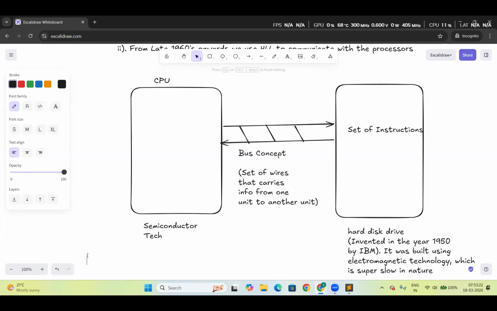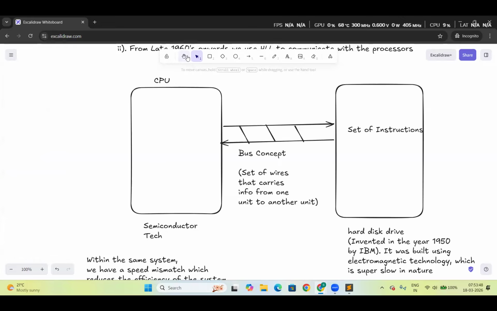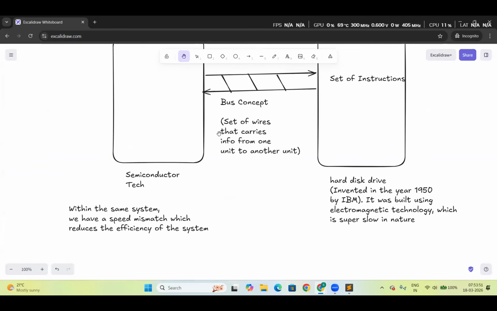Now, as per this architecture, within the same system, we have a speed mismatch. What is a speed mismatch? Semiconductor is fast in nature. This hard disk is very slow in nature, which reduces the efficiency of the system. Is this clear, everybody? What was the major challenge back in those days when they were manufacturing computers? Directly, the hard disk was interacting with the semiconductors. Hard disk is very slow, CPUs are very fast, and there is a complete speed mismatch. Clear?